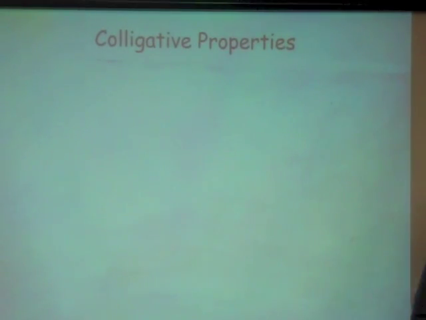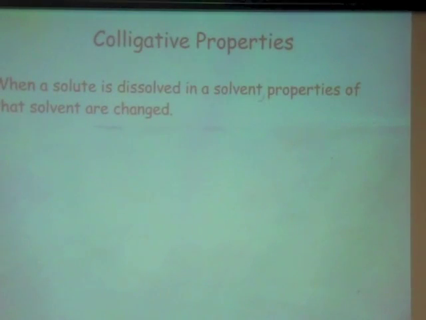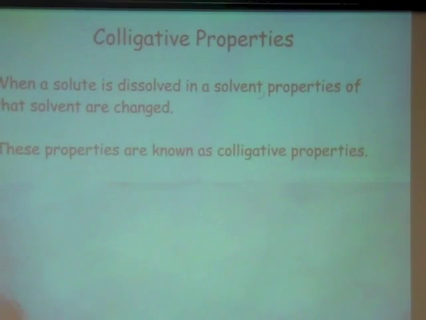Notes about colligative properties for liquids. When a solute is dissolved in a solvent, properties of that solvent are changed. These properties are known as colligative properties.